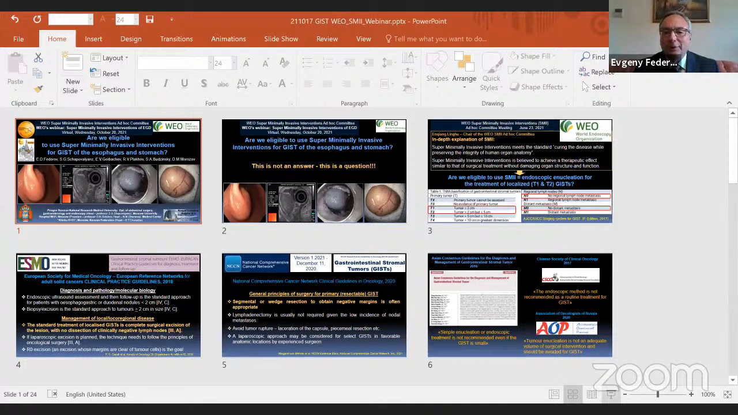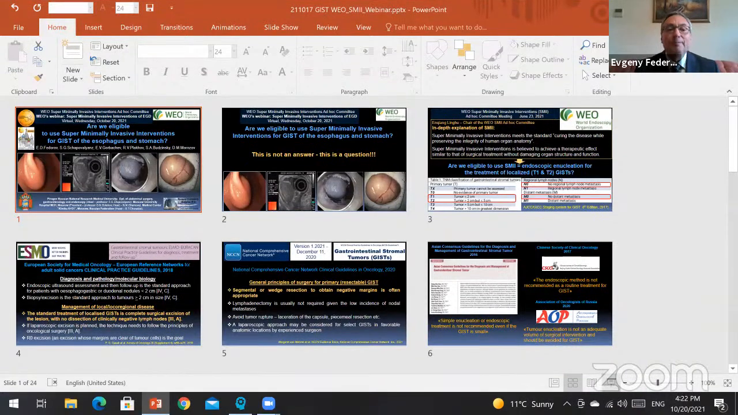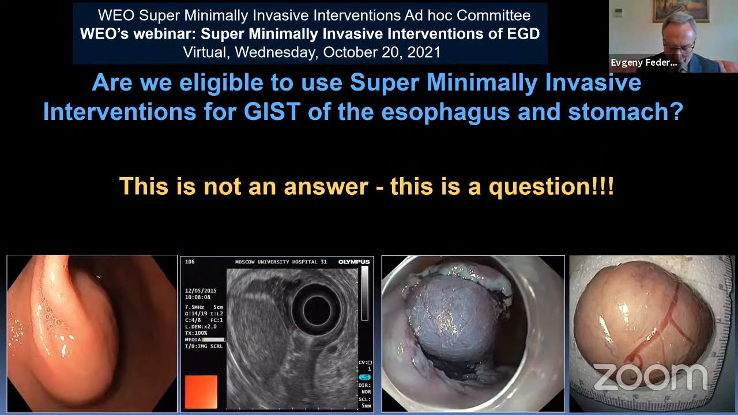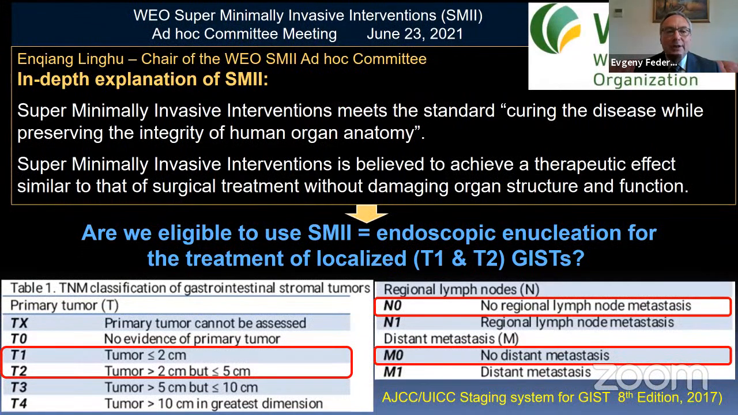Dear colleagues, dear chairmen, it's my pleasure to be part of this honorable meeting. And the question which I raised here is: are we eligible to use super minimally invasive interventions for GIST of the esophagus and stomach? I would like to draw your attention that it's not an answer. This is a question, and we would like to have an evidence-based answer for this question. As Professor Linghu just mentioned, in-depth explanation of super minimally invasive interventions, they meet the standard of curing the disease while preserving the integrity of human organ anatomy.